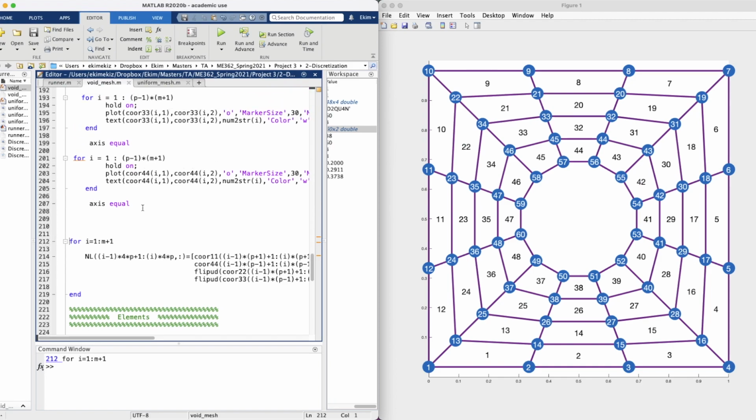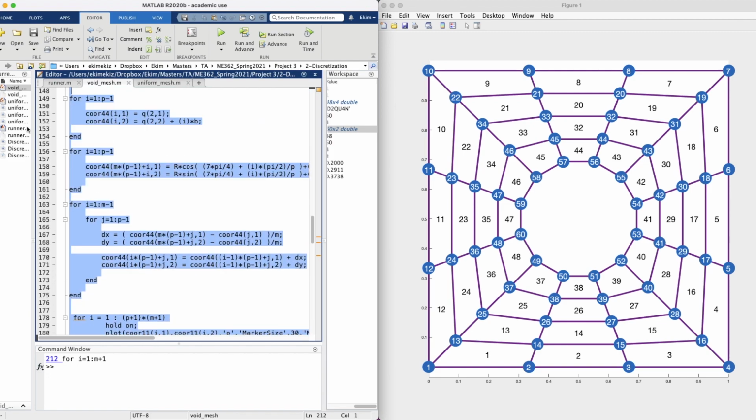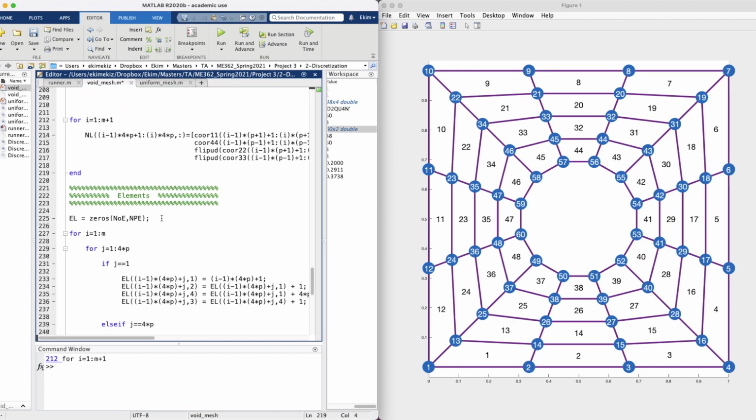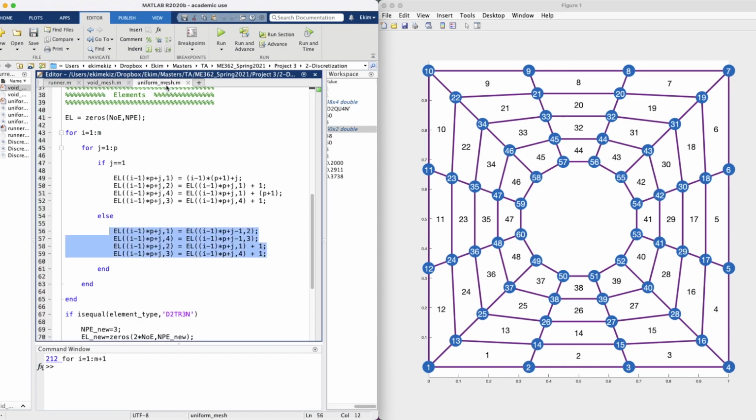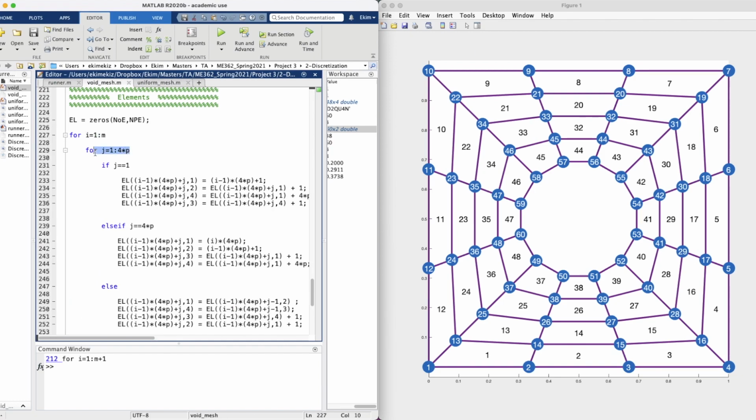So we also comment these. Okay, so let's see. What's the difference? Well, first we initialize our element list as usual. So a number of elements, nodes per element. And we have two for loops. One is from i to m and one is from j, 1 to 4 times p. Why? Because as I said before, this is very similar to a uniform mesh that is just, its p is 4 times what it was.